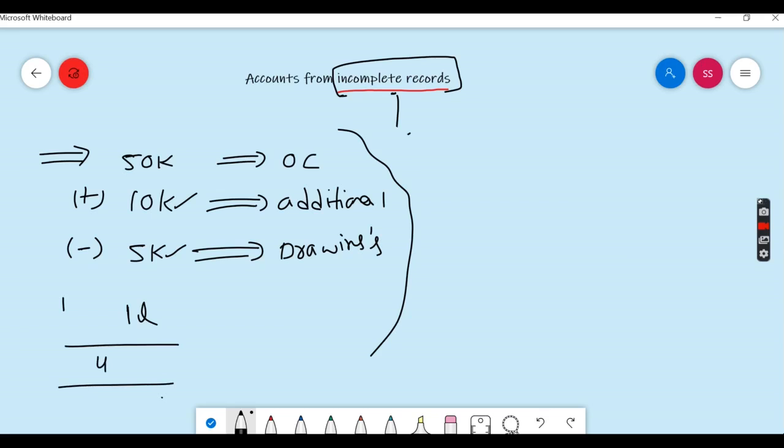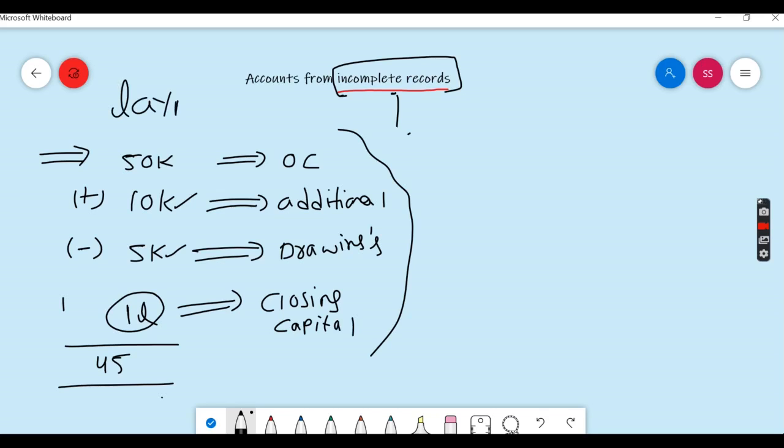45,000 rupees he made during the year. So this 1 lakh is nothing but closing capital. A layman can think of it like this: I started a business with this, and then during the year I added some money, and then during the year I withdrew some money. So I added it, he withdrew, so I deducted it, and then he was left with 1 lakh rupees, which made him a profit of 45,000, right?